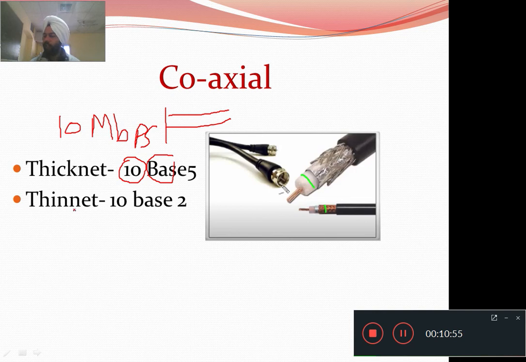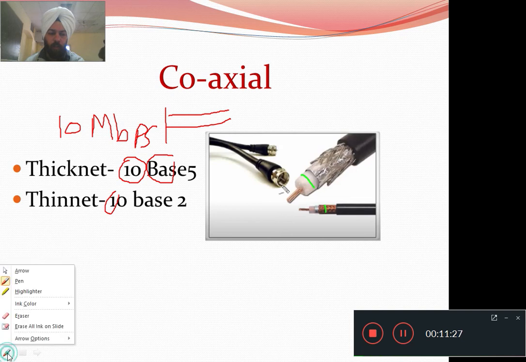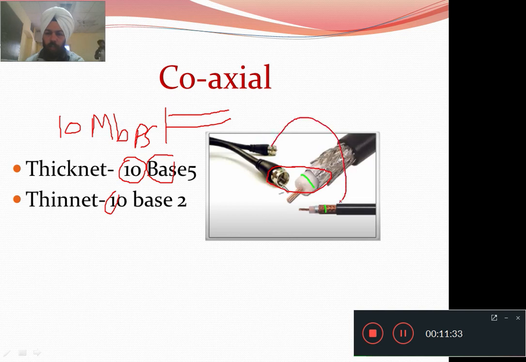And another is thin net. As shown in the diagram, there are two cables. One is coaxial cable, that is thick net, and another is thin net cable. These are two connectors. One is for the thick net cable and this is for the thin net cable. You can see these in TV connections as well.